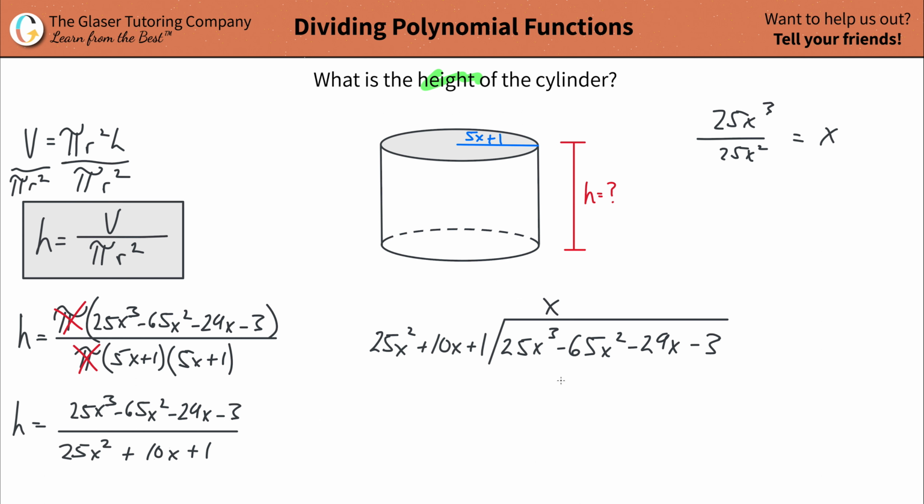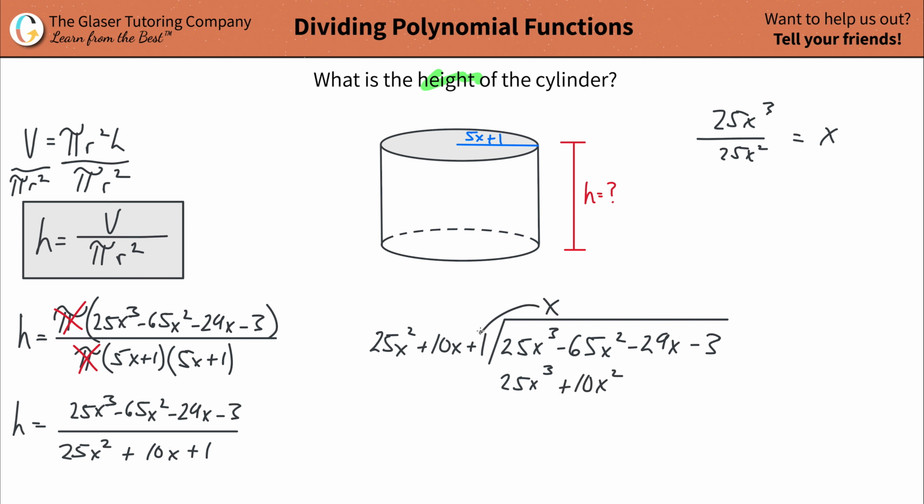So x times 25x squared is going to be 25x cubed, and if you did this correctly, these should match. And then you're going to take this x and multiply it by that 10x, right? So that's going to be a positive 10x squared now. And then you're going to take the x and multiply it by the 1, so that's going to be a positive x now. There's nothing that goes here, so you can just write plus 0 if you like.